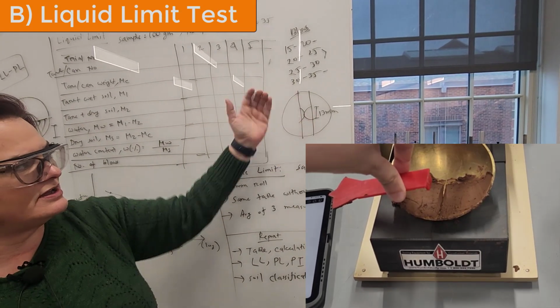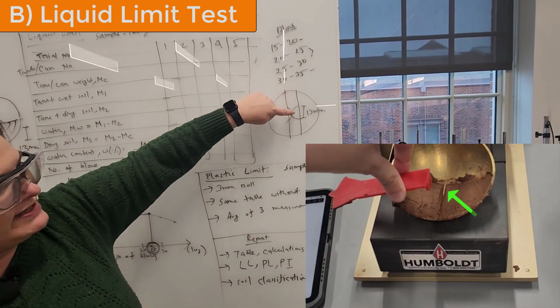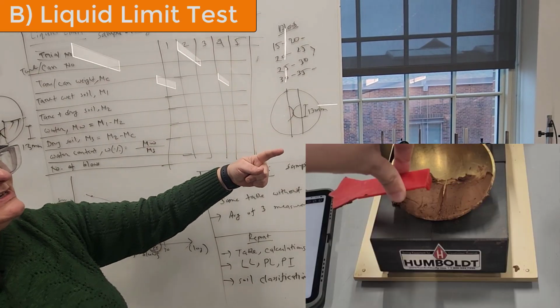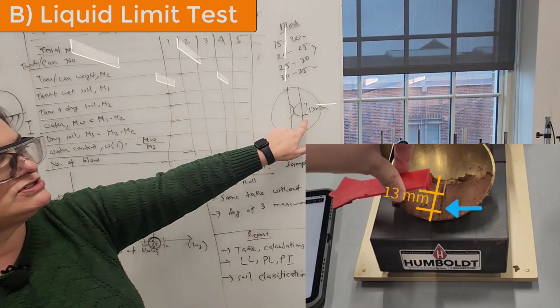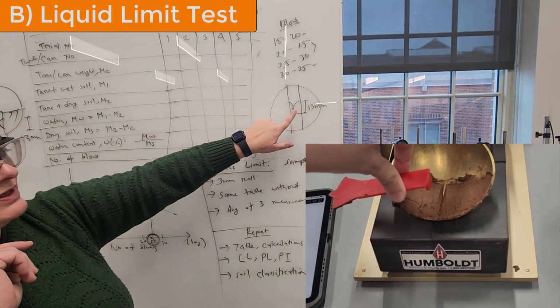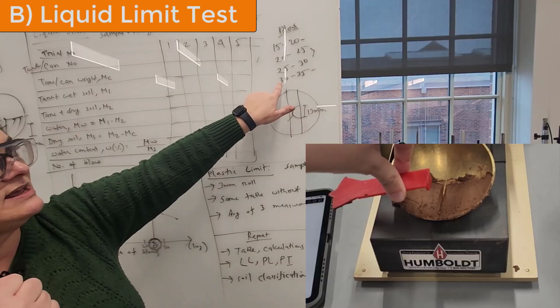This is the brass cup with a soil pat in it. This is the groove that's cut through the soil pat. When you turn on the Casagrande device and it causes the soil pat to close for a distance of 13 millimeters, the counter on the Casagrande device counts how many blows that is.